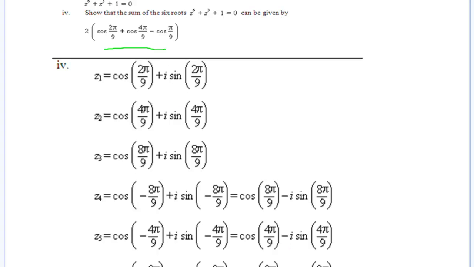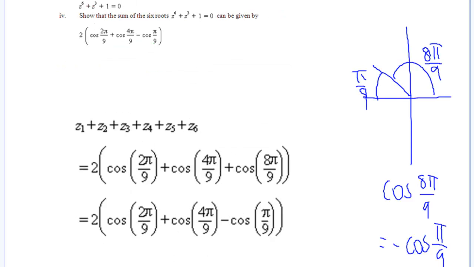So having done that, when we want to sum the 6 roots, we want to add all these together. So ignoring this part and summing down this part and summing this part, what we notice is that we will start to cancel the imaginary parts of these complex numbers when we add them together.